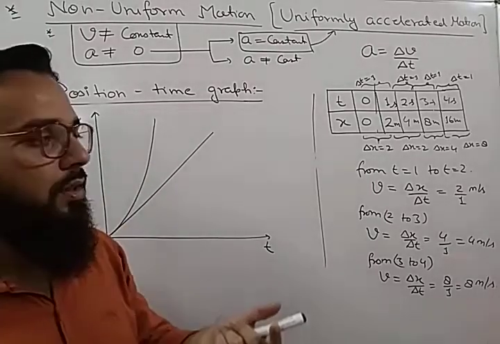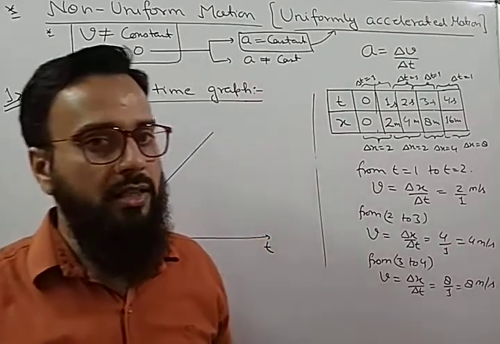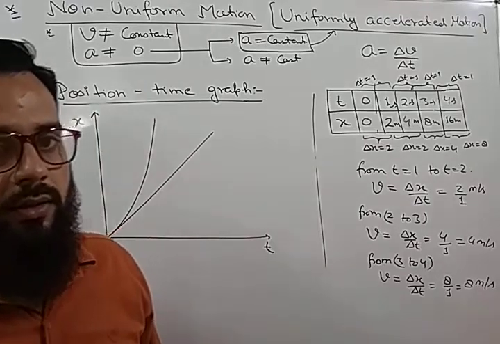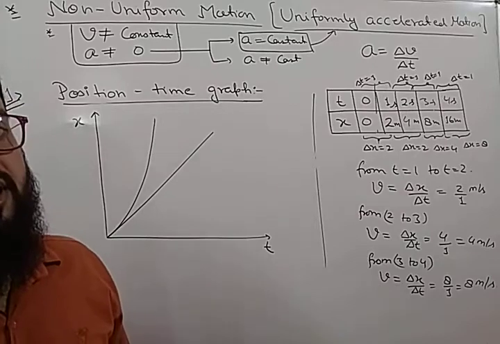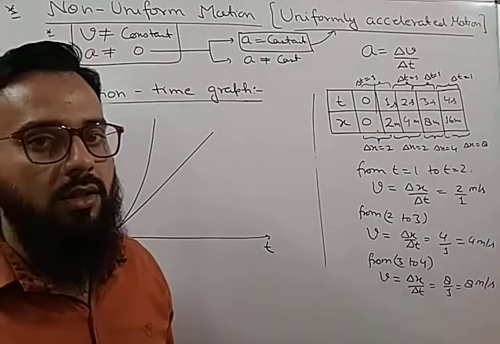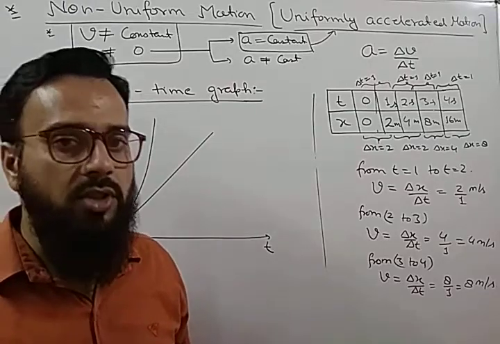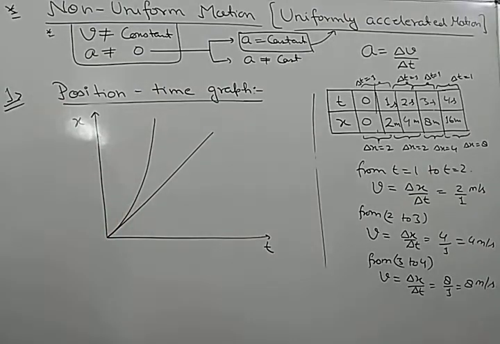Simple definition: if the body covers equal distance in equal time, it is in uniform motion. Acceleration is zero, velocity is constant. When the body covers more distance in less time, it will have some velocity which is not constant. It will have increasing velocity, and increasing velocity means it has some acceleration. So this is the graph for acceleration.